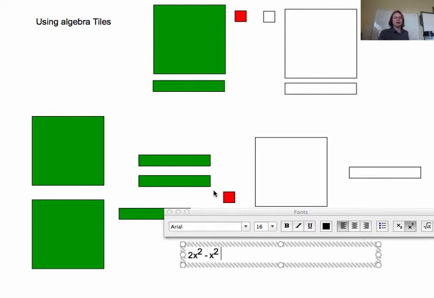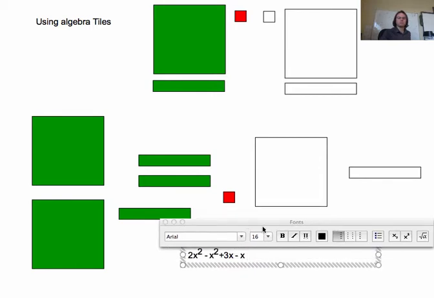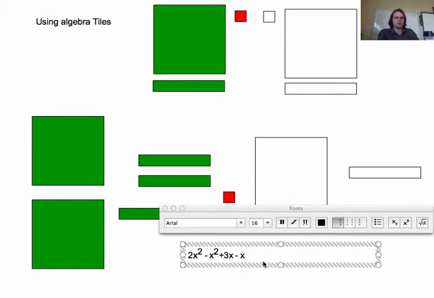Now, I also look at this, and I have 1, 2, 3 x's. So that's plus 3x. Oops, put that back down. So I have plus 3x, and then I also want to take away an x. And then what else here? I have plus 1. So we have plus 1.